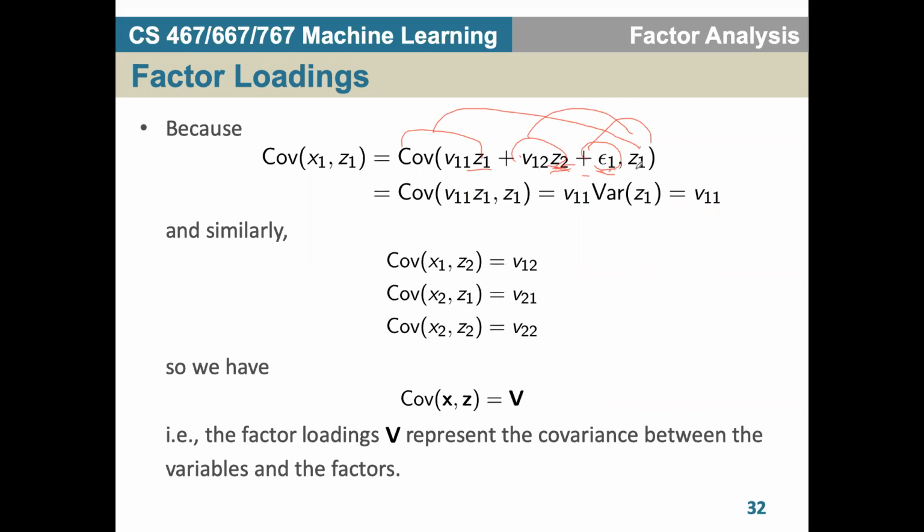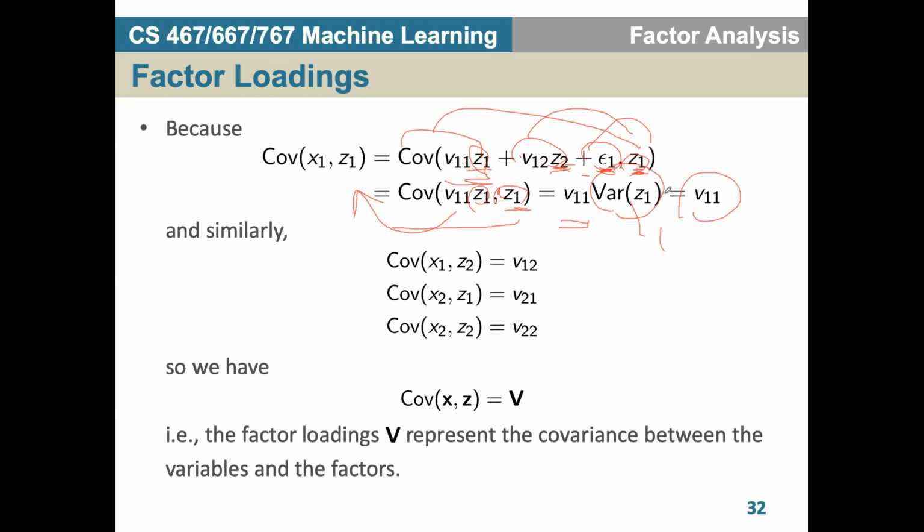Because Z2 and Z1 are independent, and the noise and Z1 are also independent. So only this term is left, Z1 with Z1. And we know that we can take this out. Here we don't need a square, because covariance is like a product of two of these. So this term has no V1. You can take this out, and this becomes the variance of Z1. And we know that the variance of Z1 is 1. We assume the factor is normalized, it's a unit dimension. So then we get V11.